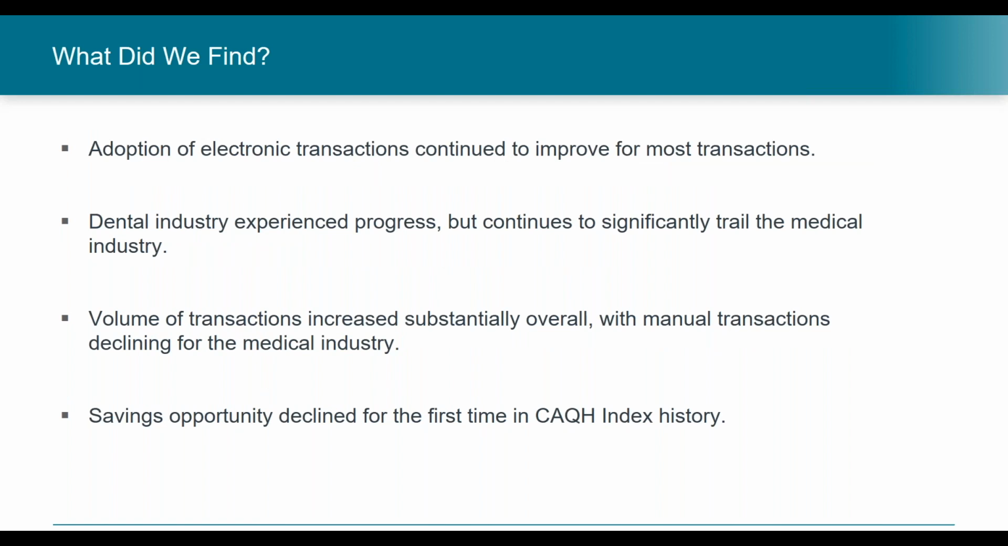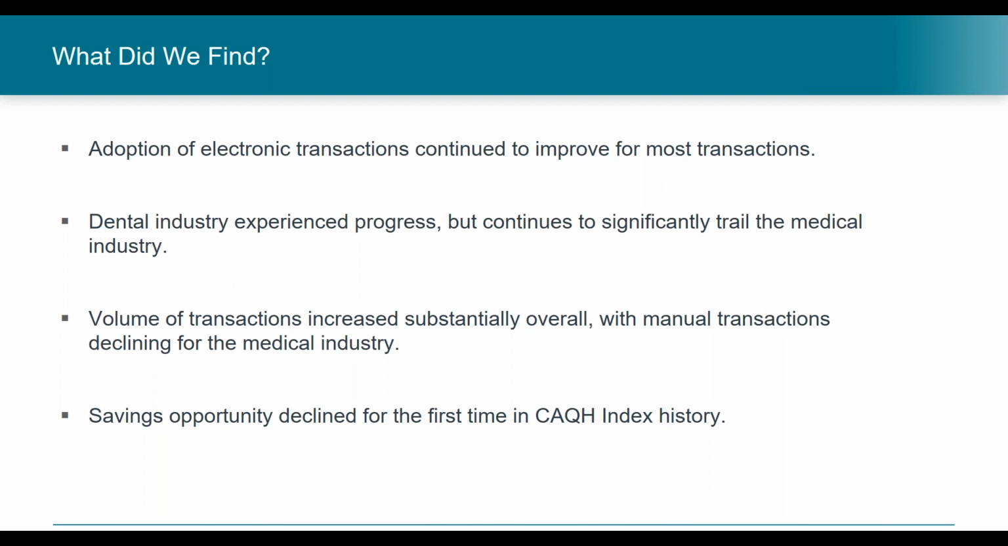So what did we find? So the key findings from the 2018 CAQH Index include the following 4 topics at a high level. First, we saw that the adoption of electronic transactions continued to improve for most transactions. As you'll hear from Christine later, there are some transactions that have definitely improved, while there are some others where there's still room for improvement. The dental industry in particular experienced some progress over the last year, but there are areas where it continues to significantly trail the medical industry, and we'll review that in depth as well.